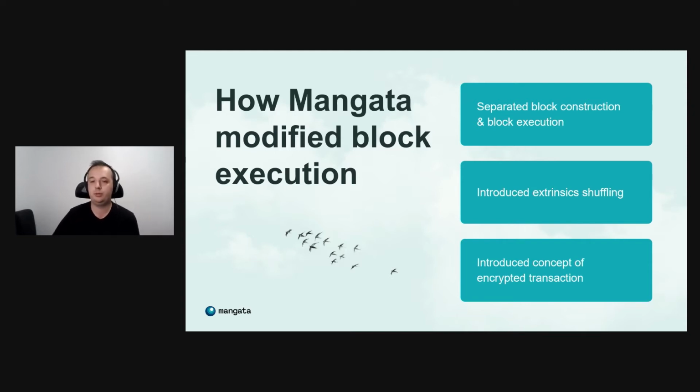And also we introduced the concept of encrypted transactions. As you probably know, currently you can query the node and ask for all the pending transactions. You can look into them and do something about it. With encrypted transactions, this will be no longer possible.